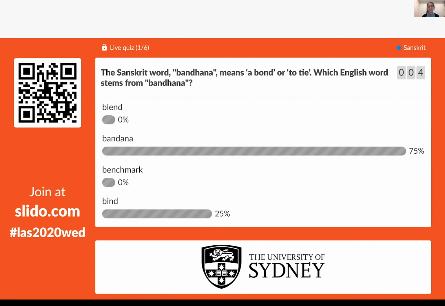Yep, so the correct answer is bandana. The word bandana stems from the Sanskrit word bandhana, meaning a bond. So we'll go to the next question now.